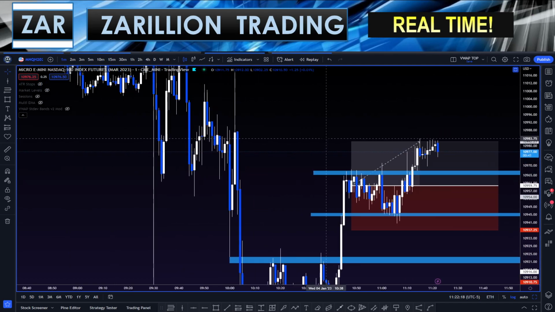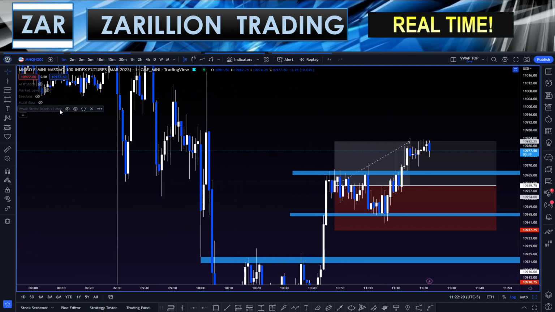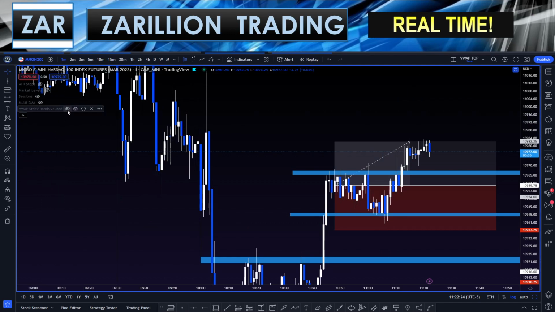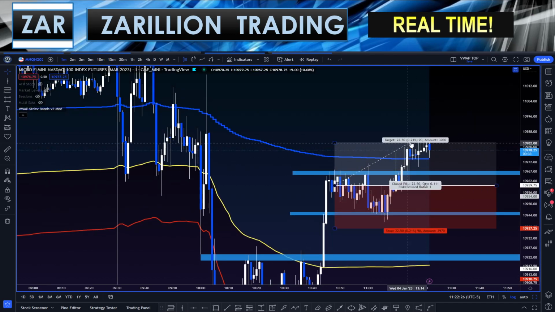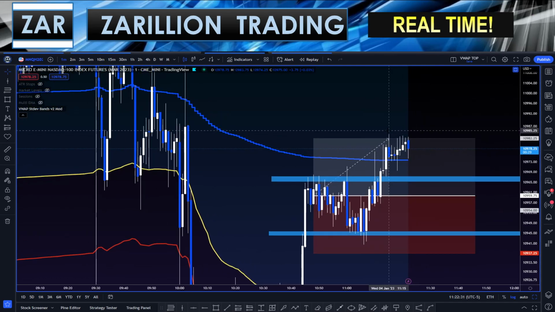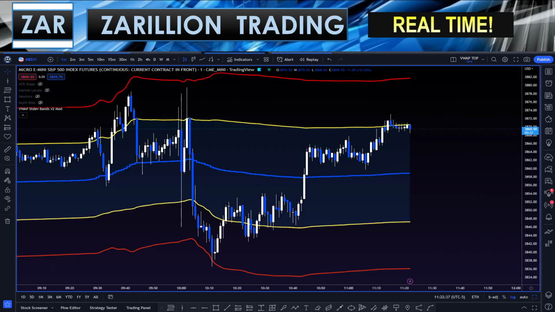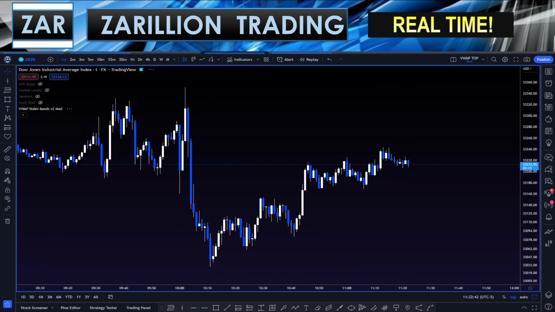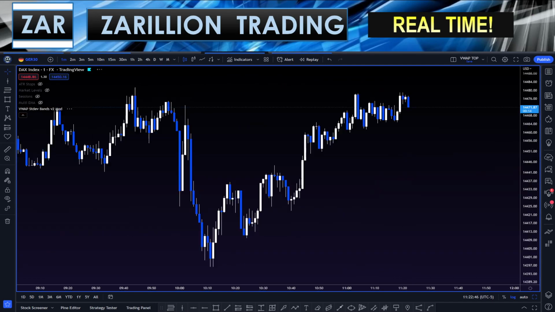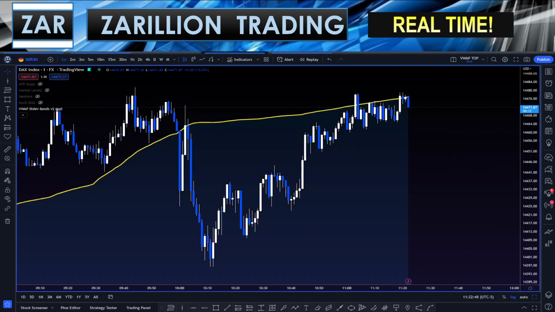Yeah, I mean, there's a lot of stuff going on here. We're getting a lot of rejection wicks just above VWAP here. 1, 2, 3, 4, 5, 6, 7 by the looks of it, rejection wicks. Let me flip over to the S&P. Yeah, that's already at 1.28 standard deviation. Dow, also beyond VWAP. DAX, I'm not too concerned about. Well, I'll take a look at it.